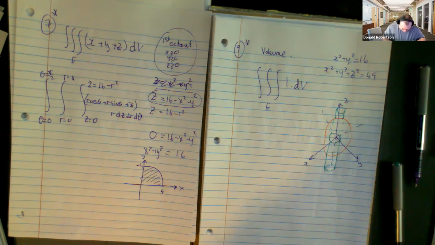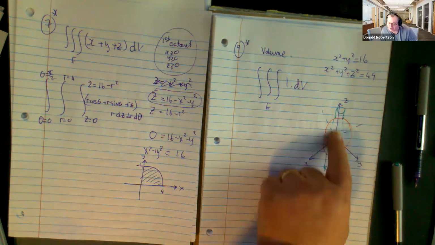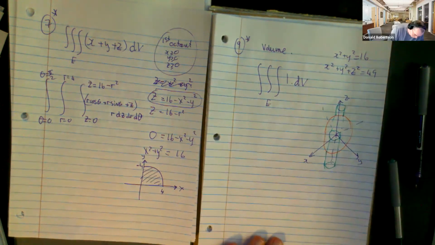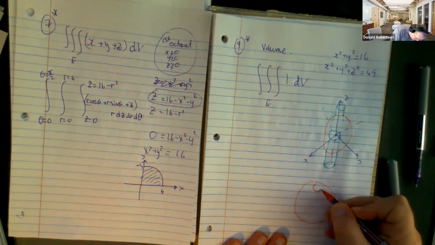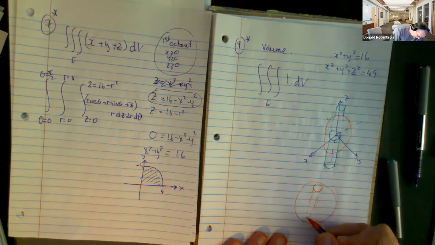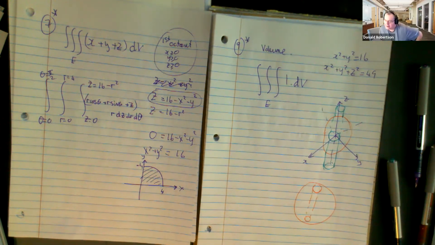When you look at the solid they're asking us to find the volume of, can you imagine that this cylinder is actually a drill hole? So what you've got is a sphere, and somebody drilled a hole right through it, right? And we're trying to find the volume of that tube.